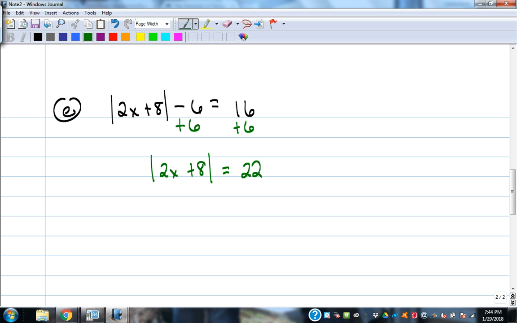Now the absolute value is by itself. And I can set up my two equations, right? 2x plus 8 equals 22. 2x plus 8 equals negative 22. Solve.